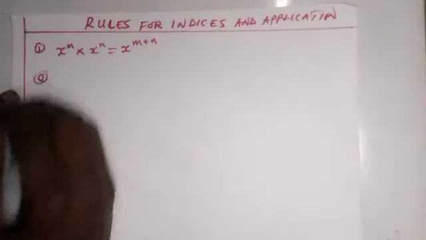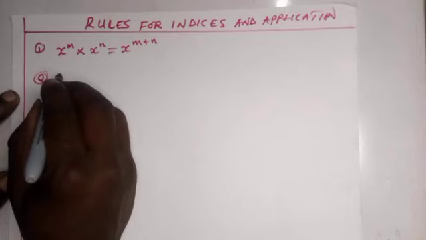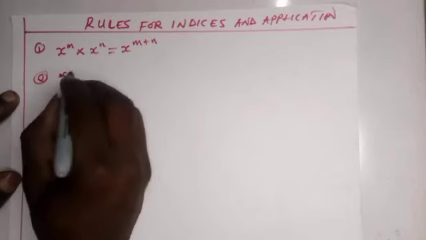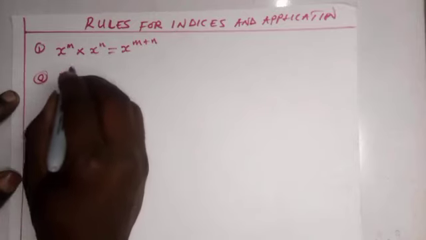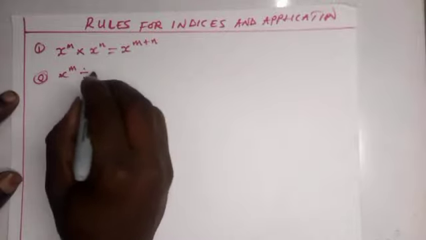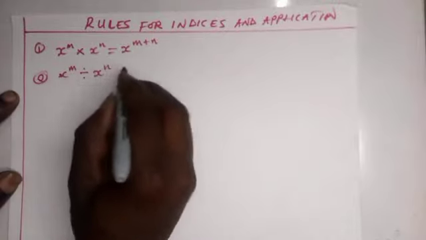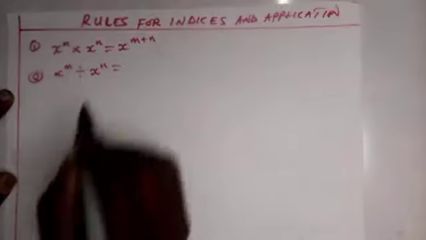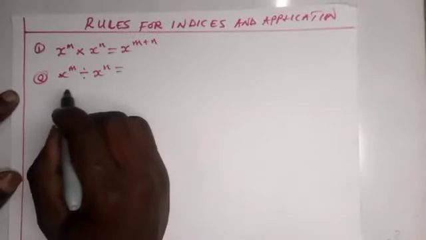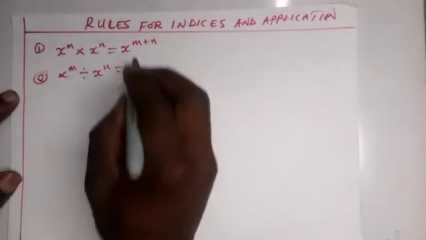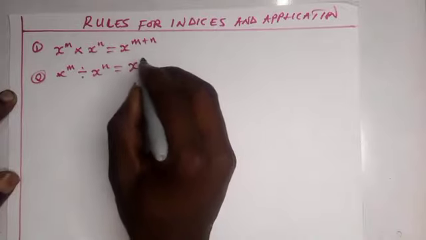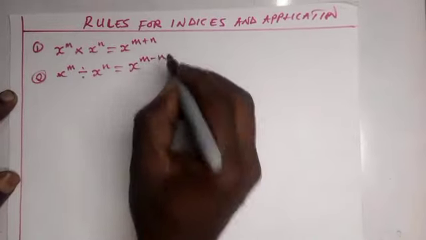The second rule is x power m divided by x power n. This means that when you are dividing, you have to subtract the powers, in which here it will be m minus n.